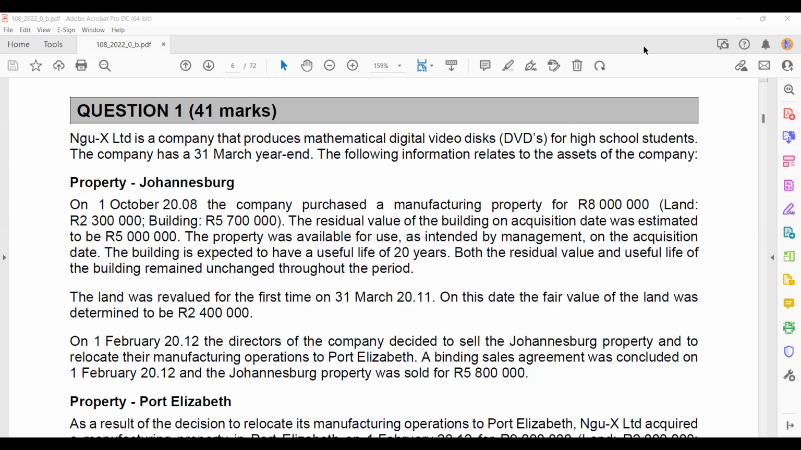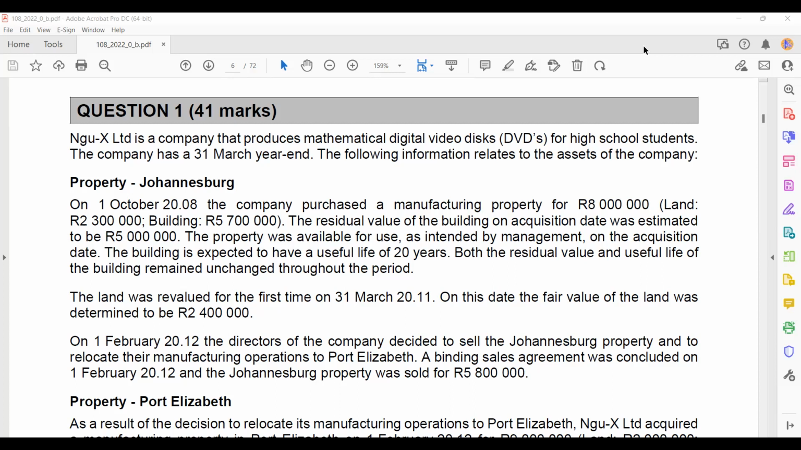So it says, Ngu-X Ltd is a company that produces mathematical digital video discs for high school students. The company has a 31 March year end. The following information relates to the assets of the company. So it's important to take note that our financial year end is 31 March. So that means a financial year runs from 1 April to 31 March. So just keep that in mind.